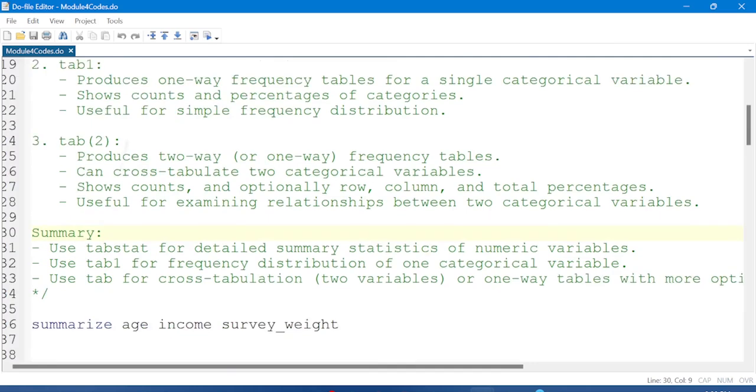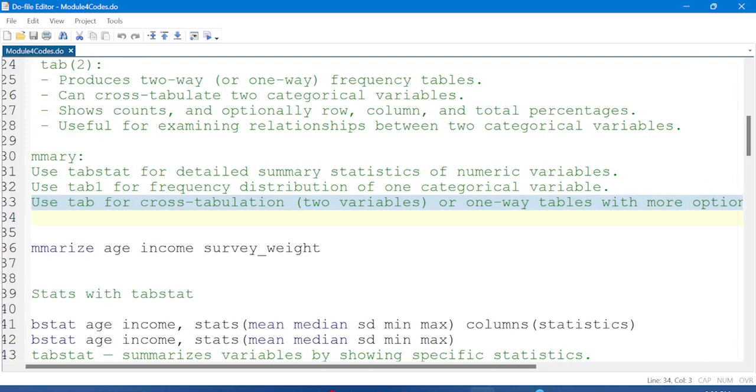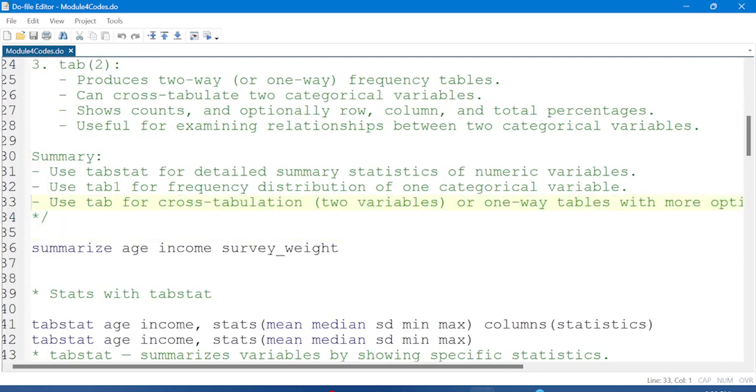Now, in a nutshell, we use tabstat for detailed summary statistics for numeric variables. On the other hand, we use tab1 for the distribution of one categorical variable. And similarly, we use tab or tab2 for cross-tabulation of two variables, or one-way tables for more options. I hope that is at your fingertips before we proceed.